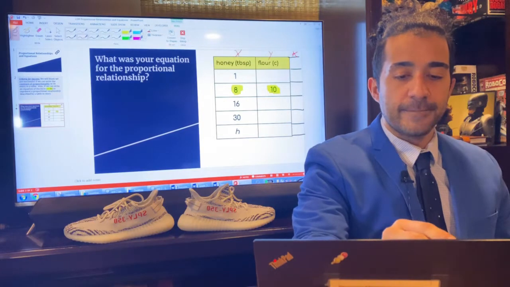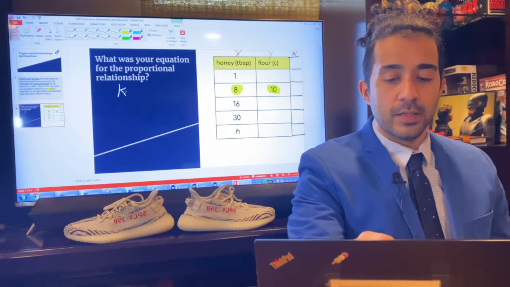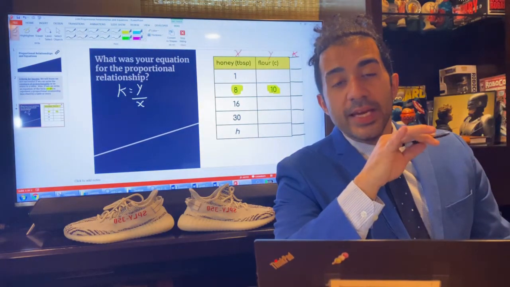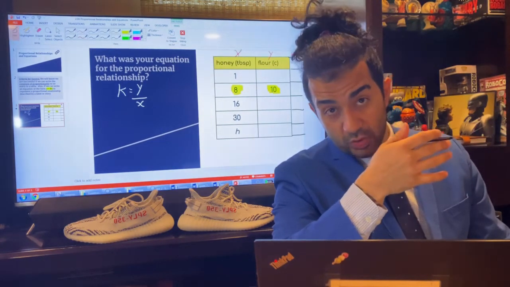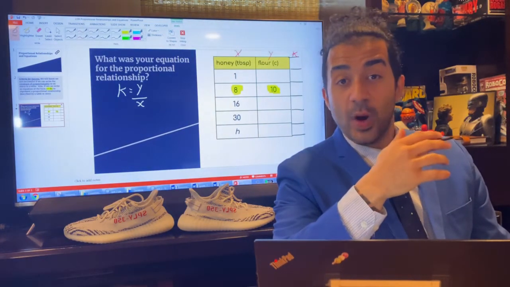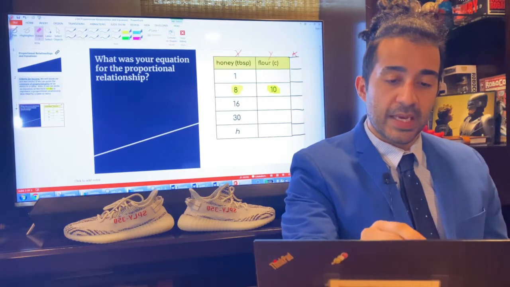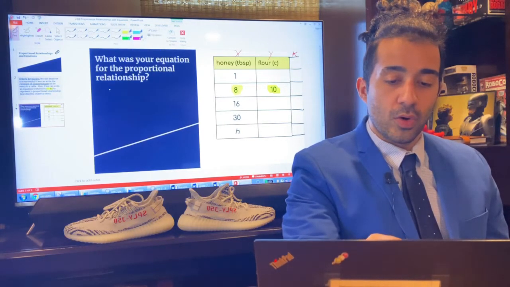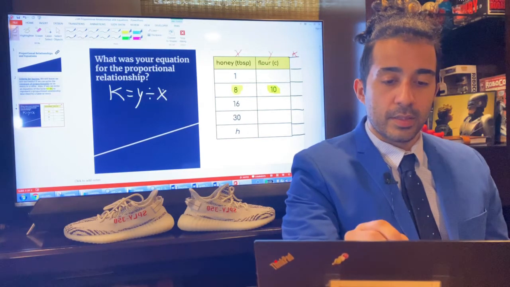And the way we get k is by starting with the equation k equals y over x. When you write k equals y over x, physically y is over x. Visually y is over x. This translates into k equals y divided by x. So again, I'm going to rewrite this as k equals y divided by x.